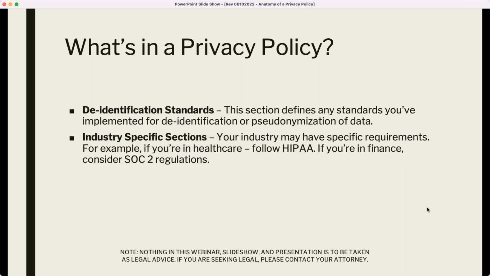Next, once again, these are things that apply more to software companies. If you're building a piece of software or a software as a service, de-identification standards. So if you are collecting data in an aggregated manner, meaning things that's anonymized, de-identified data, and that's Google Analytics, that's what it does, right? We don't know who it is visiting us from Washington, D.C. We just know someone from Washington, D.C. is visiting us. This section defines any standards you've implemented for de-identification or anonymization or pseudonymization of data.